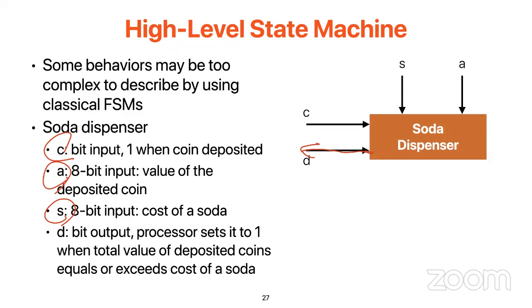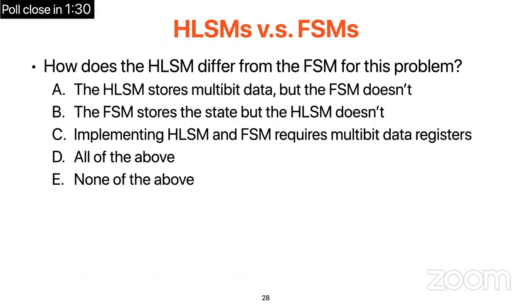So that's the basic idea of a high-level state machine, sorry, for a soda dispenser. So we want to use this example to talk about what the high-level state machine looks like. But before we talk about that, I know you guys have already done your reading quiz. So what if we use this question to test how much you understand the difference between a high-level state machine and a general state machine?